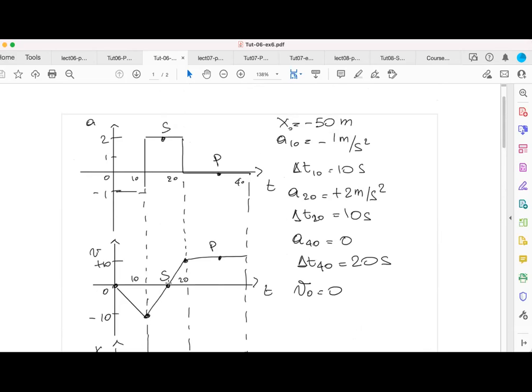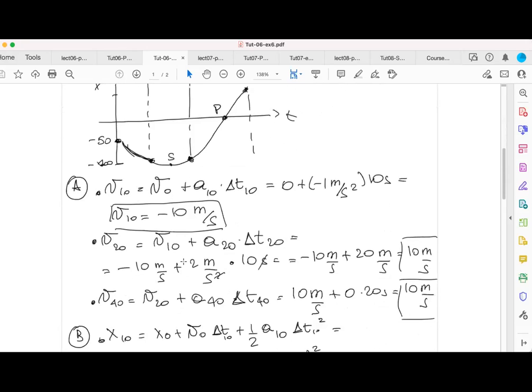So essentially, I just make a straight line going up. This straight line, as you see, crosses the 0. What does it mean? That at that position, the velocity is equal to 0, right? So here it is equal to 0. And then it goes to +10.